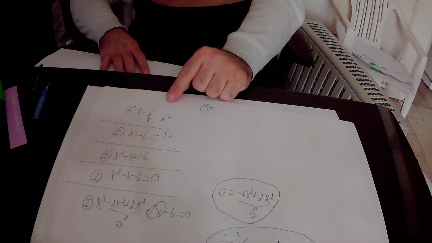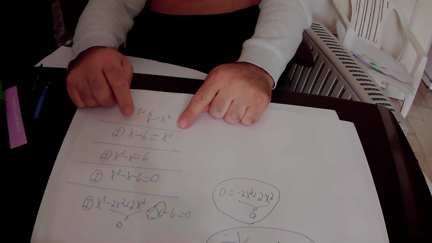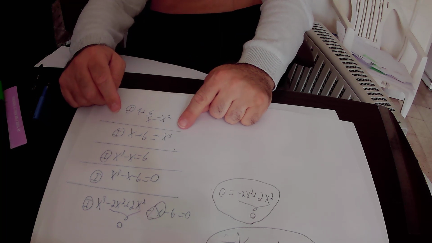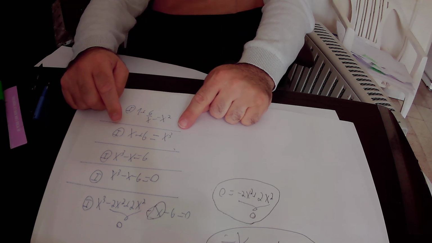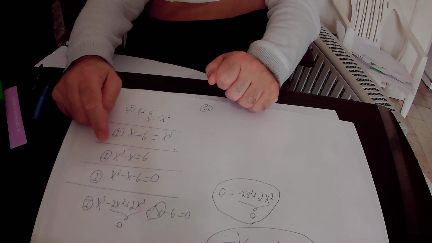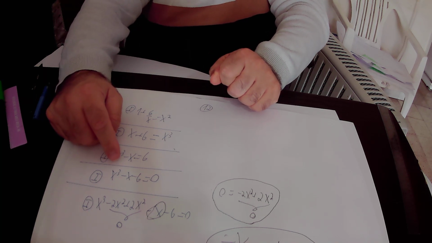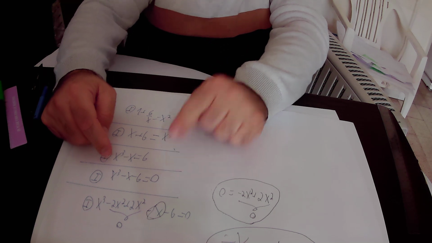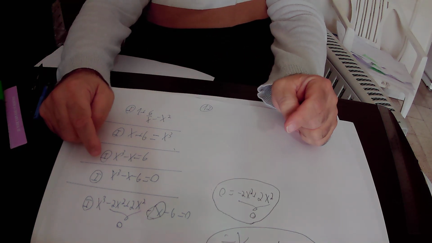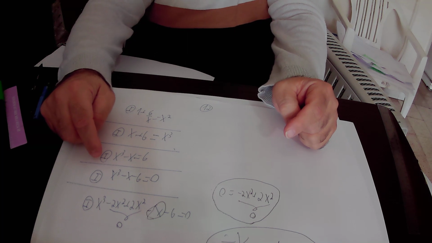Here we multiplied the equation number 1 by X and we got that X plus 6 equals X cubed. We subtracted X from equation number 1 and we got that X cubed minus X equals 6. Here we subtracted 6 from equation number 1 and we got that X cubed minus X minus 6 equals 0. Here we added 0 to equation number 1. It is allowable to add 0 to any equation.